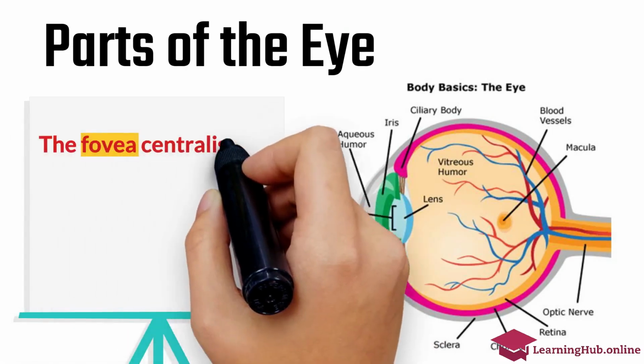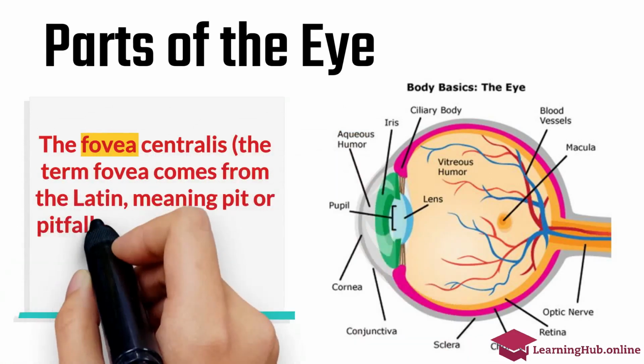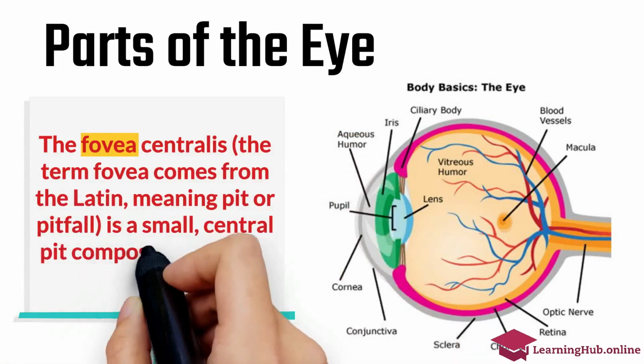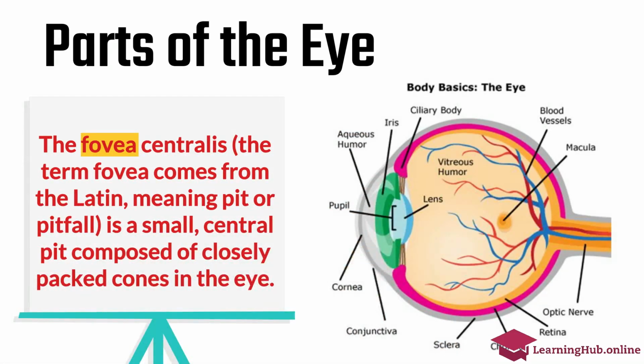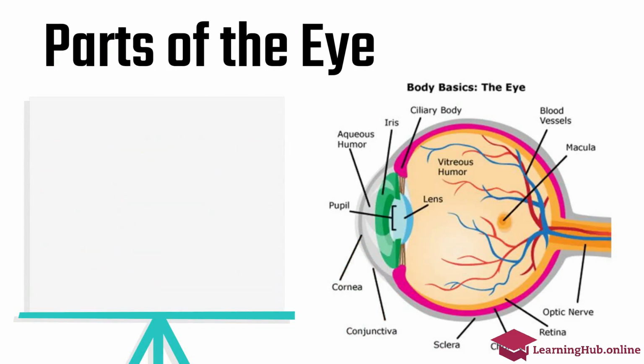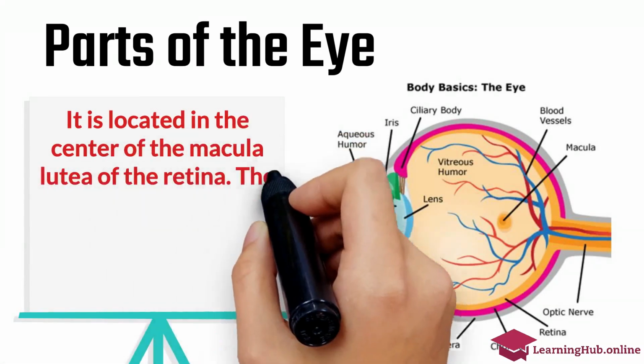The fovea centralis, the term fovea comes from the Latin, meaning pit or pitfall, is a small central pit composed of closely packed cones in the eye. It is located in the center of the macula lutea of the retina.